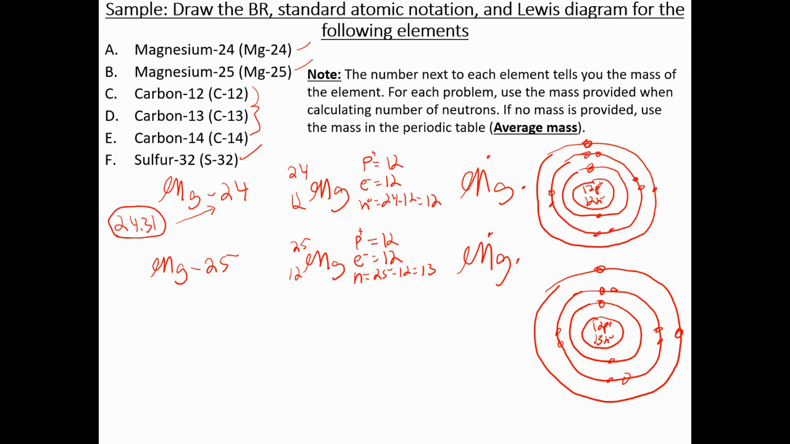As I mentioned before, if there's no number given to you, if I just say, for example, sulfur, then just go to the periodic table, find that average mass, and just round up or down, depending on what's more appropriate, and then you can do your calculations as is. Just be aware of isotopes, as we will see them in more detail in grade 11 as well.